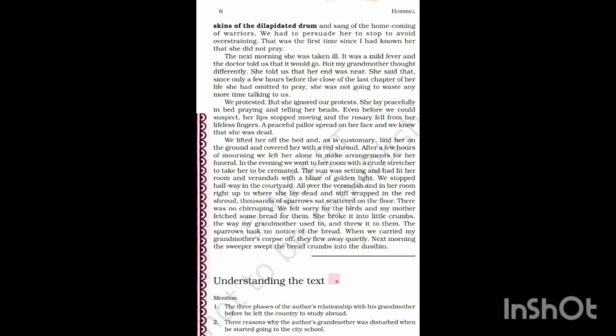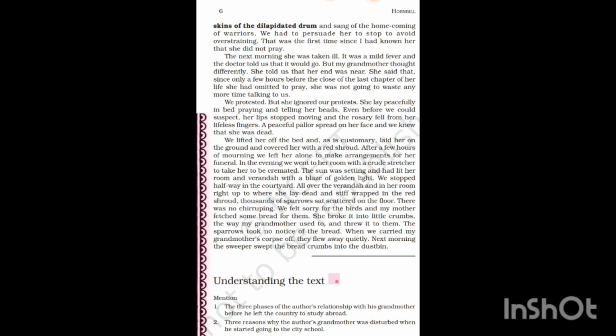The sun was setting and had lit her room and veranda with a blaze of golden light. We stopped halfway in the courtyard, all over the veranda and in her room, right up to where she lay dead and stiff wrapped in the red shroud. Thousands of sparrows sat scattered on the floor. There was no chirping. We felt sorry for the birds, and my mother passed some bread for them. She broke it into little crumbs, the way my grandmother used to, and threw it to them.